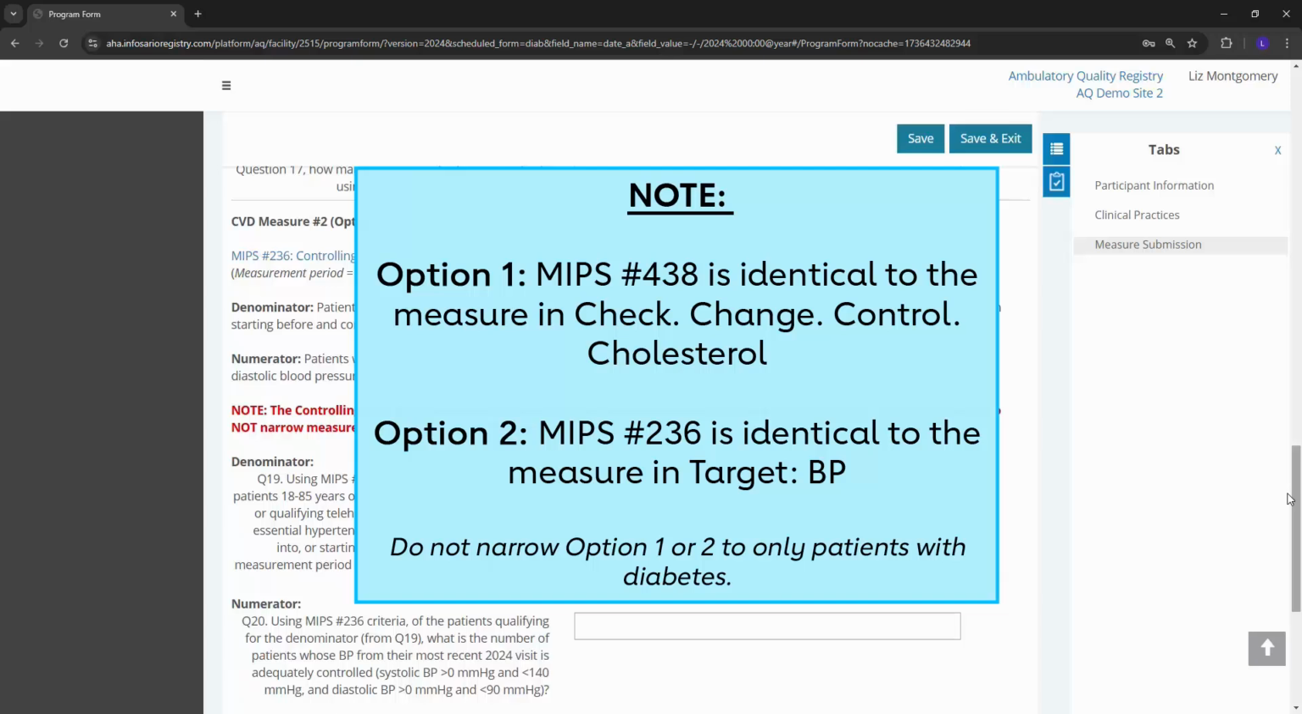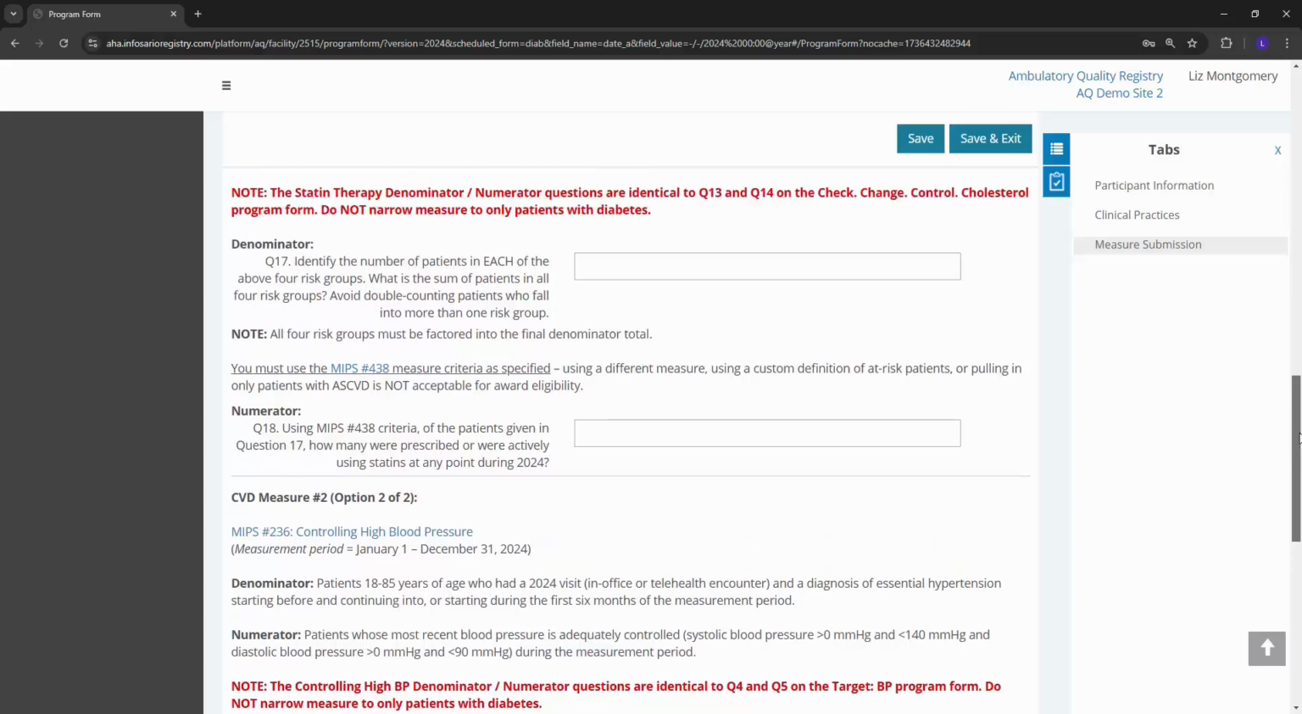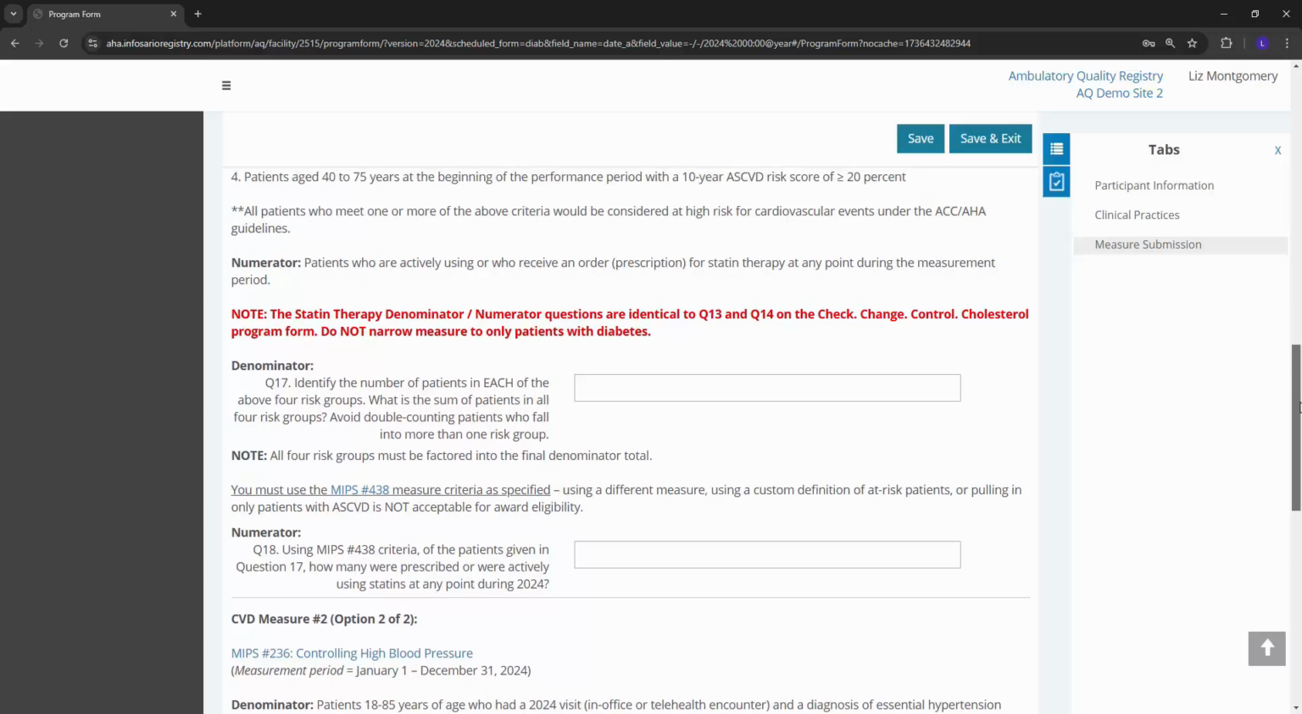Note that these measures are identical to those included on our other outpatient program forms for Target BP and Check Change Control Cholesterol, so you may already have this data easily available. Do not narrow these measures to only patients with diabetes. However, while these measures are included on the other forms, the data is not shared between the forms and must be re-entered into this Target Type 2 Diabetes form.